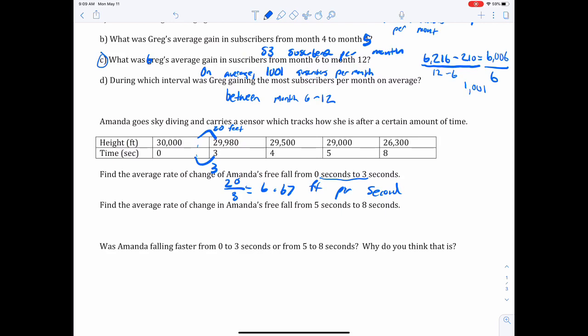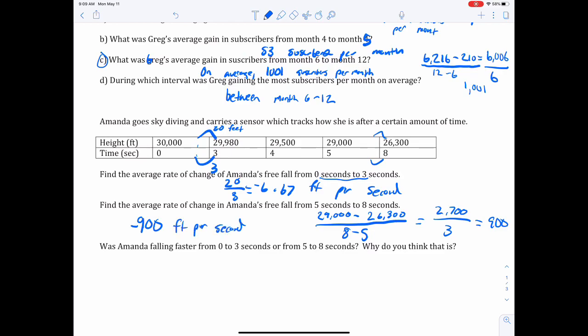Now find the average rate of change in Amanda's free fall from 5 to 8 seconds. So that's going to be 29,000 minus 26,300, all divided by 8 minus 5. So that's going to be 2,700 divided by 3, and that equals 900. So from 5 to 8 seconds, she was dropping, so negative, and that's negative 900 feet per second. All right.